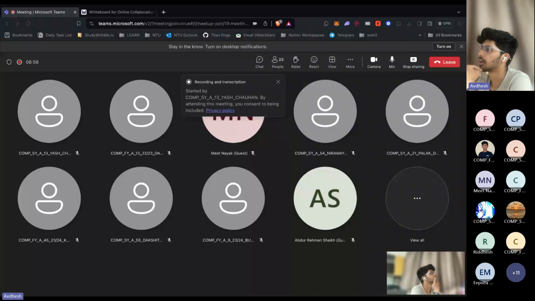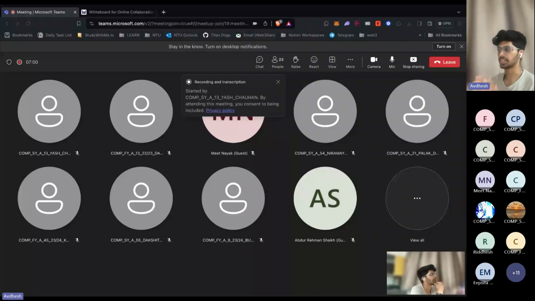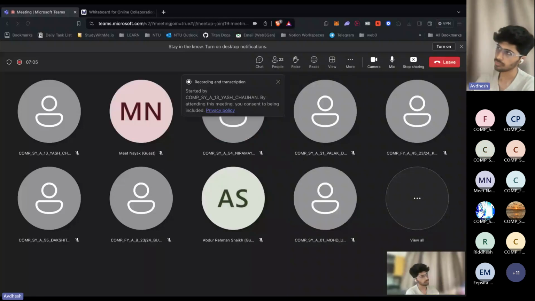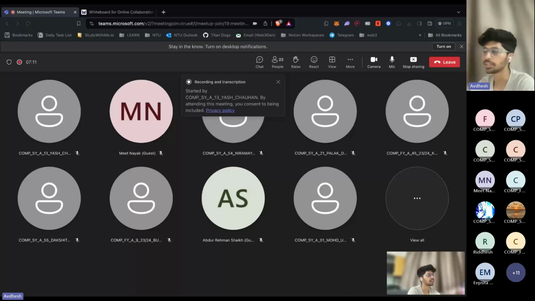So I am dividing this presentation into three parts. First of all is Bitcoin overview and cryptography basics. The second one is Nakamoto Consensus, and the third one is Introduction to Ethereum. So for the first lecture, this is the agenda.